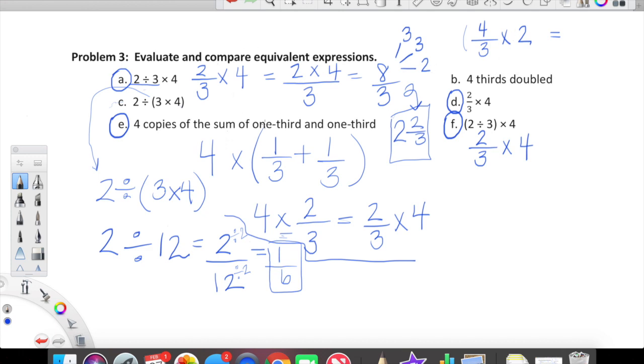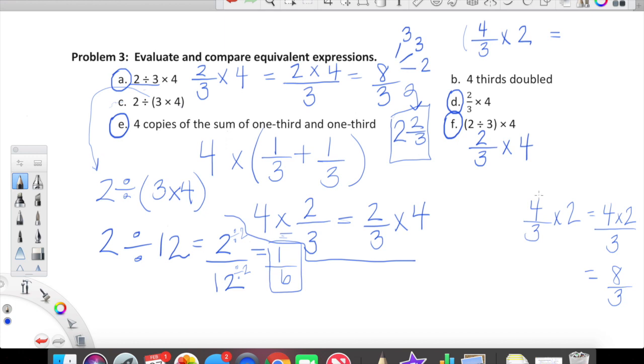Sorry that these are all out of order, but sometimes math is messy. 4 thirds times 2. I'm just going to rewrite that here. 4 thirds times 2. Let's go ahead and evaluate this. Upstairs, we have 4 times 2. And then downstairs, we have 3. So this is actually interesting. This answer is going to be 8 thirds, just like the answer was for A, E, D, and F.